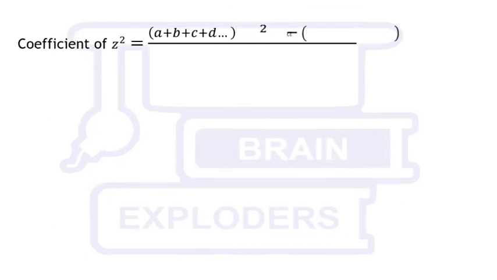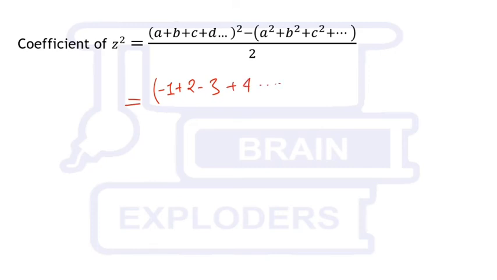As we have discussed, the coefficient of z square can be written as (a plus b plus c plus d and so on) whole square minus (a square plus b square plus c square and so on), divided by 2. So here we can put the values of a, b, c, d etc., which are minus 1 plus 2 minus 3 plus 4 and so on up to minus 15, and then here 1 square plus 2 square and so on up to 15 square, divided by 2.